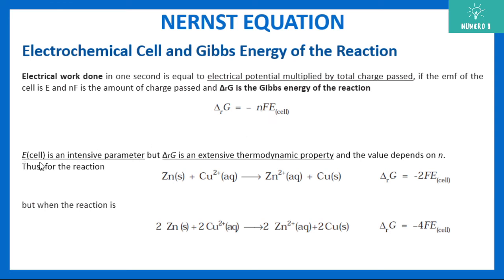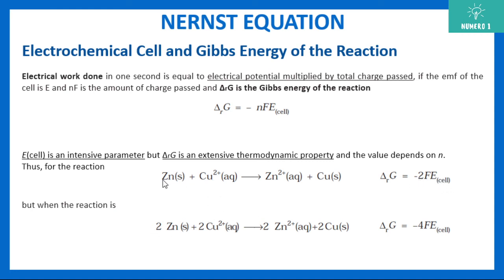Now E cell is an intensive parameter. It does not depend on the amount of substance which is there. But delta rG is an extensive thermodynamic property, because it is dependent on the value of n. For example, if you take the reaction Zn plus Cu2+ gives Zn2+ plus Cu, you see that delta rG, the Gibbs free energy, is minus 2F E cell.